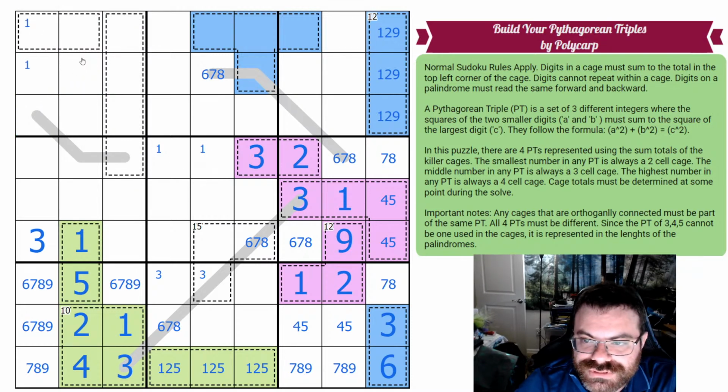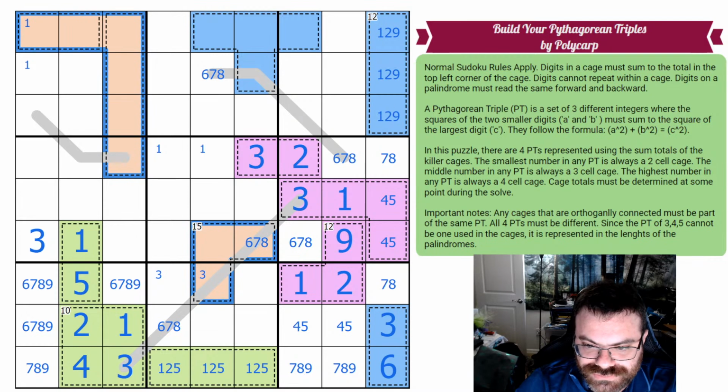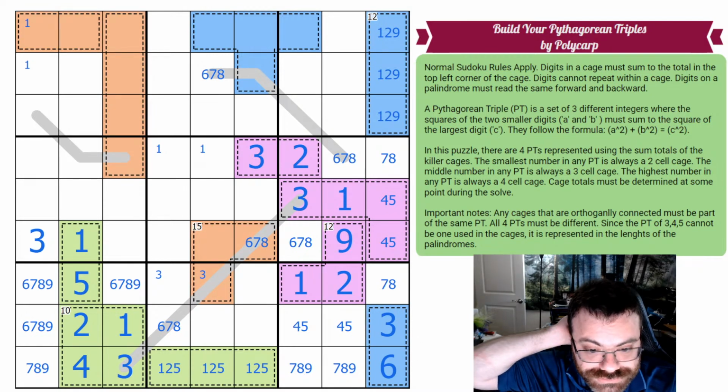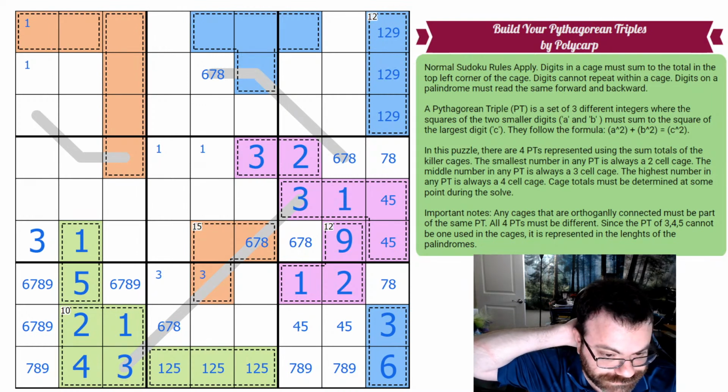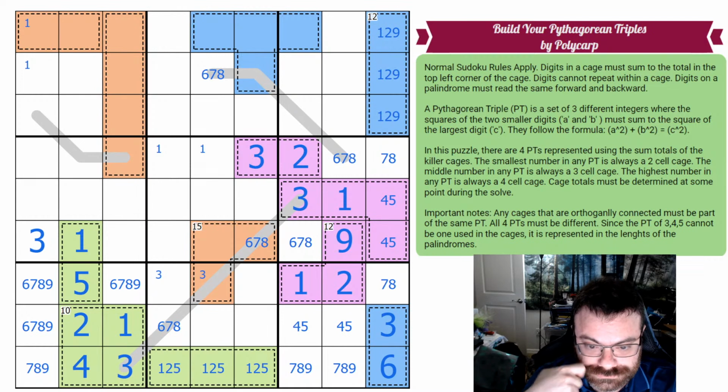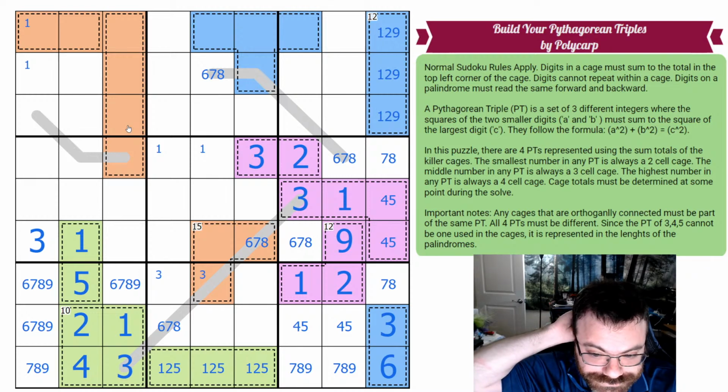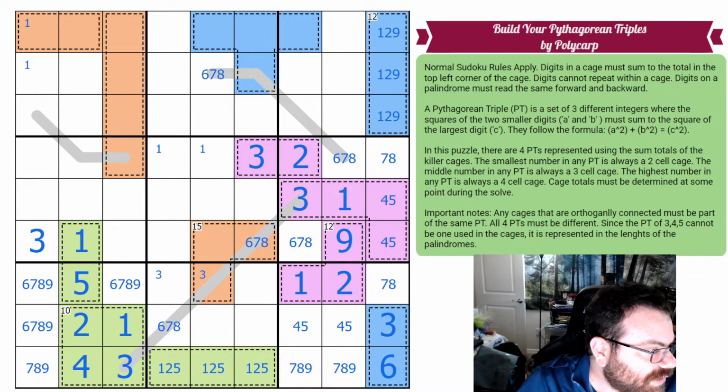Do we know? Let's see. These 3 are a triple. Let's make that orange. So what is the triple? 15 is the middle. So 8, 15, 17.